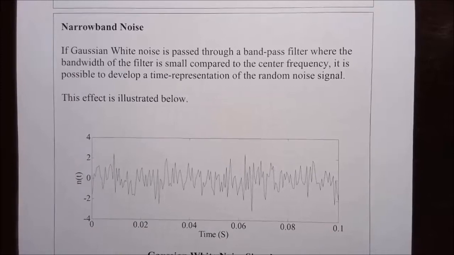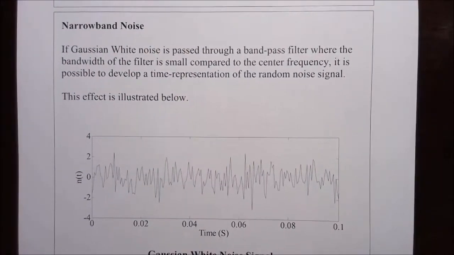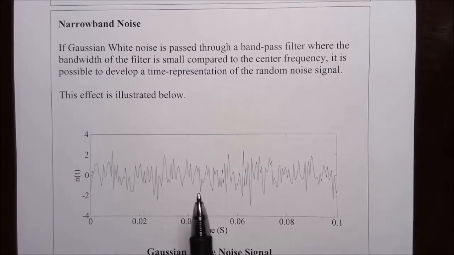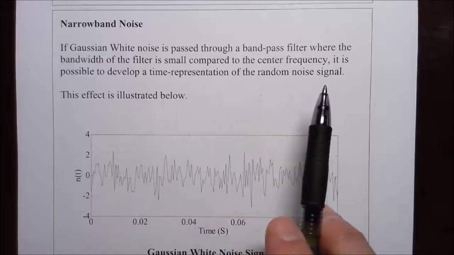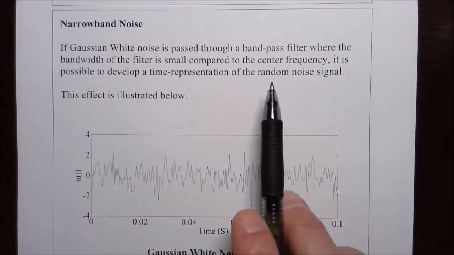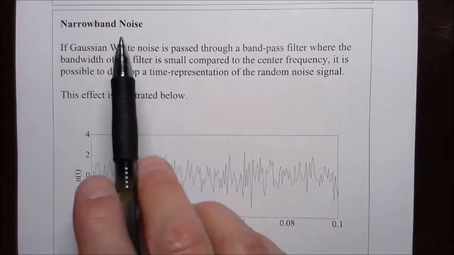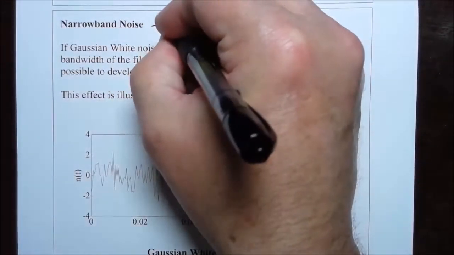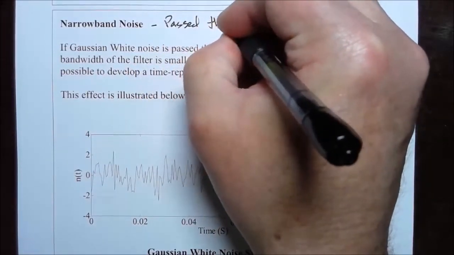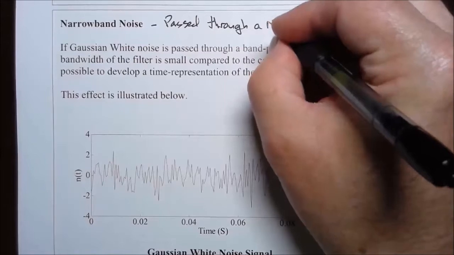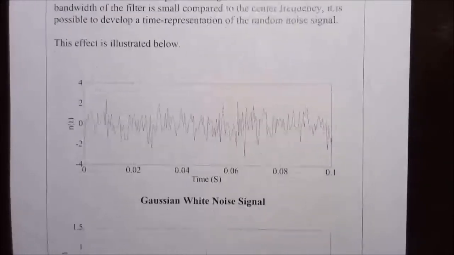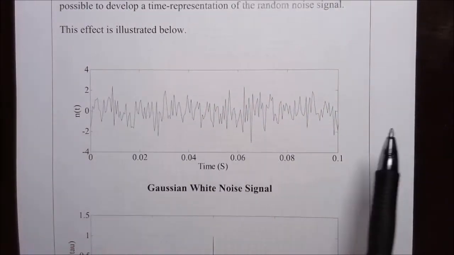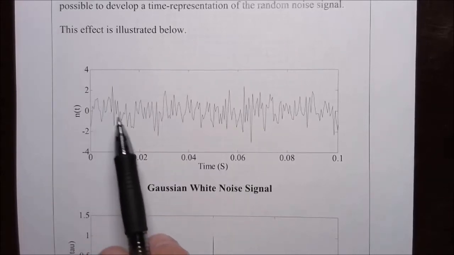Something interesting happens when we pass white noise through a bandpass filter, especially a bandpass filter that is relatively narrow in bandwidth compared to the center frequency. And we're going to work out a model for this narrow band noise. This is narrow band noise. It's been passed through a narrow bandpass filter. Okay, so the noise signal itself, here's a numerical simulation of the random noise.